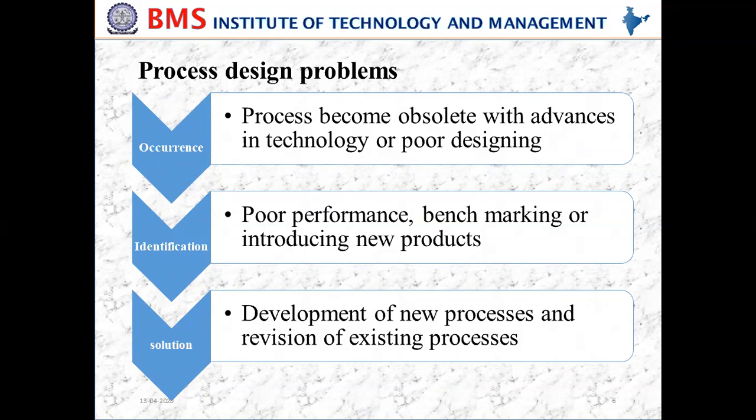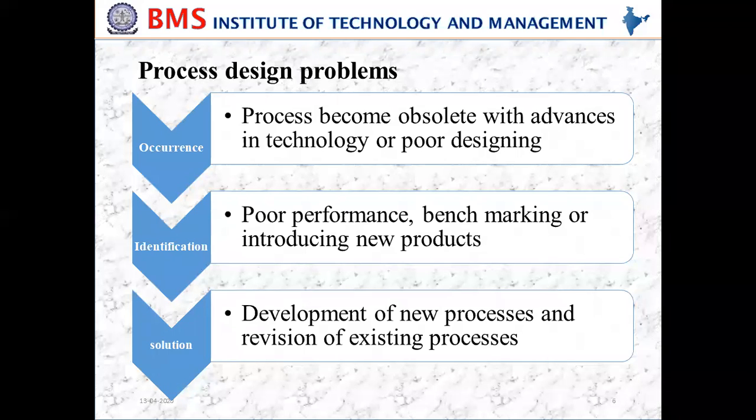How do we identify these kinds of process design problems? They can be identified by finding that there is poor performance and it is not meeting the standards, or if you are trying to introduce a new product, the older process has to be redesigned. That is why process design problems are identified when you are introducing a new product. So poor performance, benchmarking, or introducing new products become the identification of process design problems.